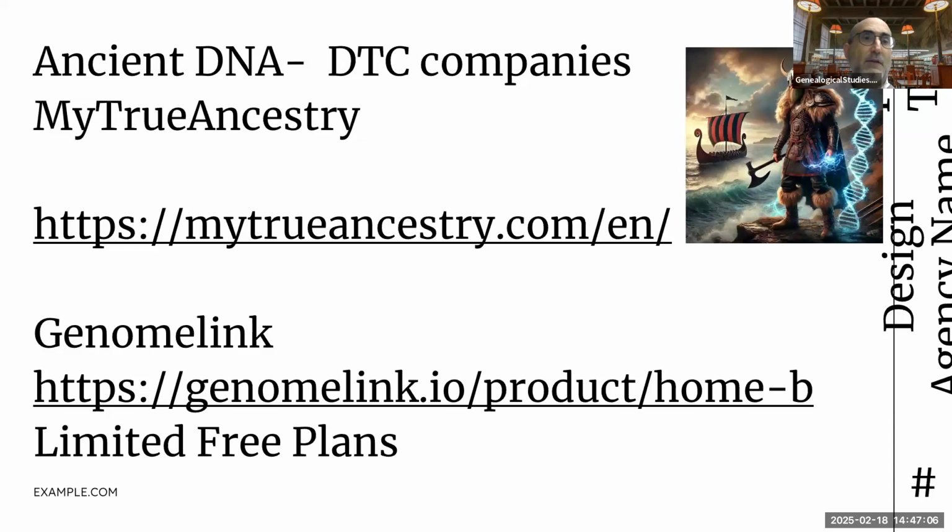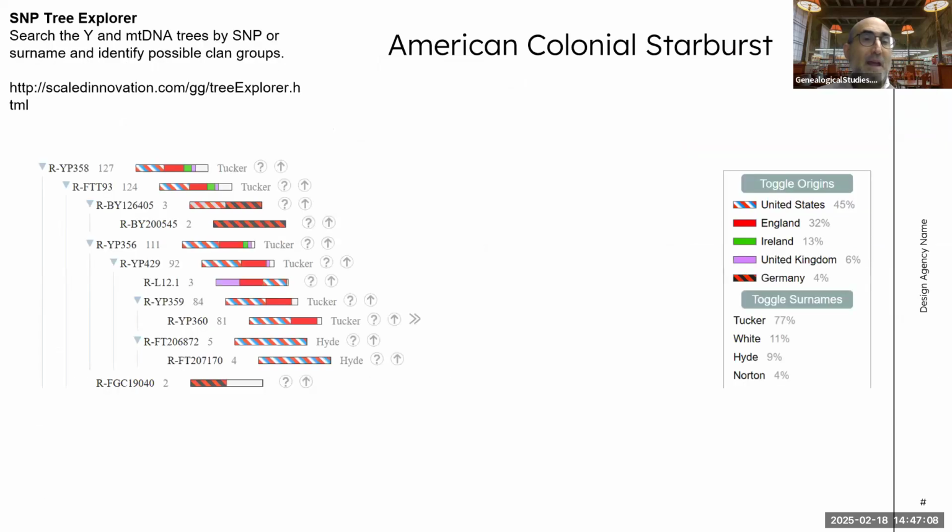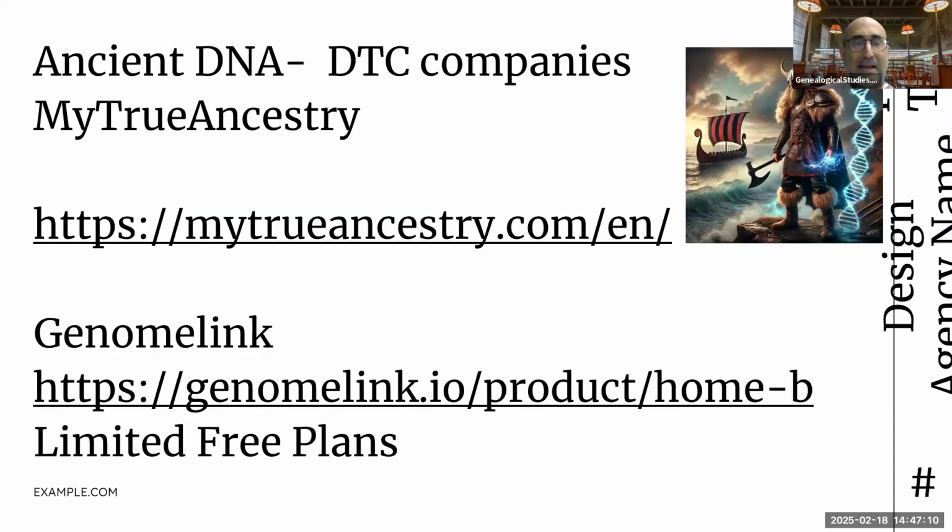Now, if you're interested in aDNA, which is ancient DNA, there are direct-to-consumer companies that could give you more information. For example, are you descended from the Vikings? How much Viking DNA you have is offered by My True Ancestry and Genome Link, and they both have very limited free plans.